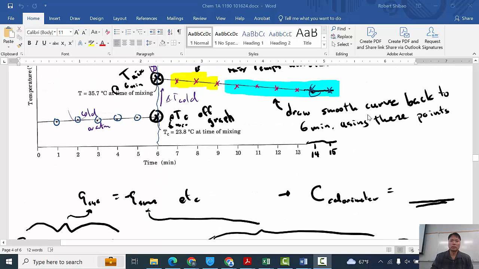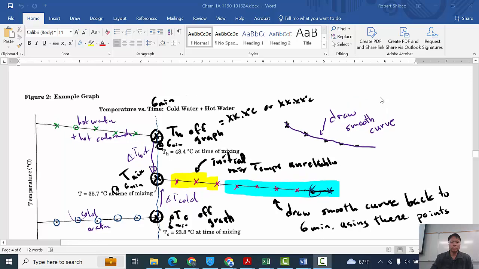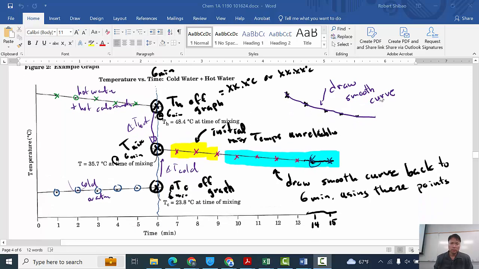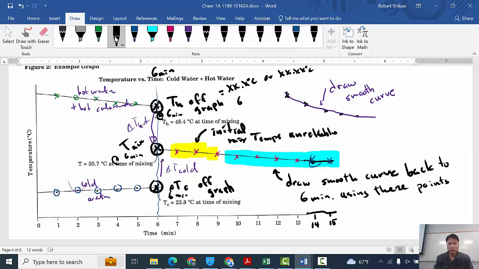The first thing is we need the T hot. What did you get for your T hot? 67.9. Right, let's do this. 67.9 was the hot, okay.